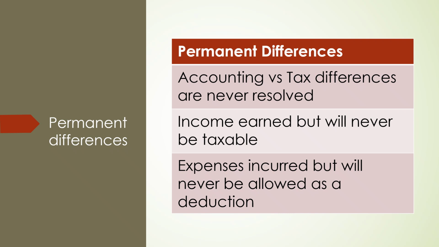These are differences that are never resolved because the accountant's view and the tax authority's view never align. So, for example, income can be earned, but the tax authorities will never tax it. Or expenses are incurred, but the tax authorities will never allow these expenses as a deduction in calculating taxable income.